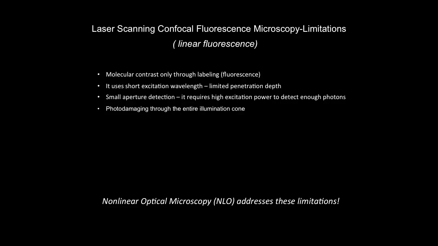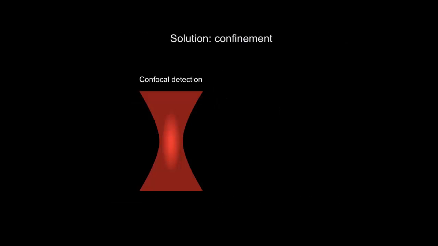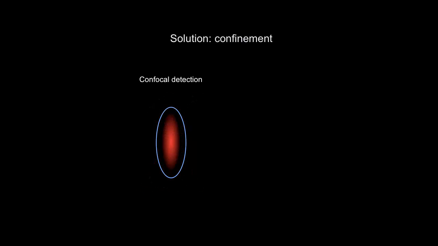So this anticipates the fact that the nonlinear optical microscopy uses long excitation wavelength, so it offers an increased penetration depth. The linear technique uses a small aperture detection, which means that it requires high excitation power to detect enough photons. And when there is photo damaging, that happens through the entire illumination cone. As I anticipated, the nonlinear optical microscopy addresses these limitations through confinement. It confines the generated signal, let's say the generated fluorescence, to the focal point. So it doesn't generate the signal in the entire volume as the linear fluorescence does, but the signal is really confined at the focal point.